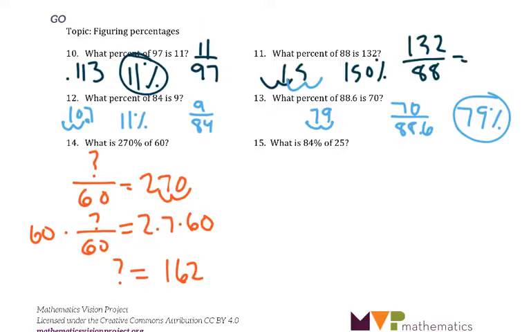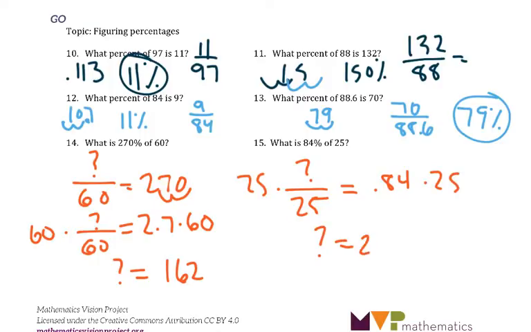Okay, same one with 15. What is 84% of 25? It would be like this, 0.84, because I'd change that to a decimal. So 0.84 times 25 would give me 21. So 21 out of 25 is 84%. And there we go.